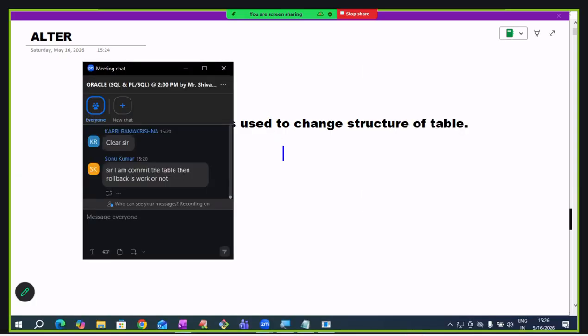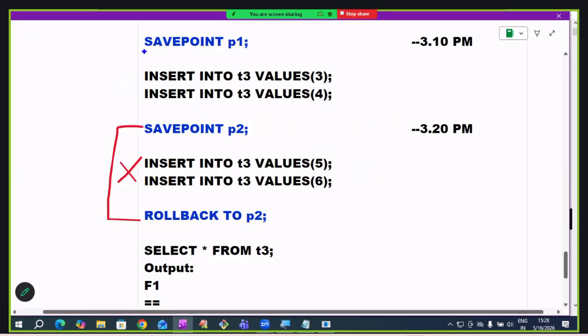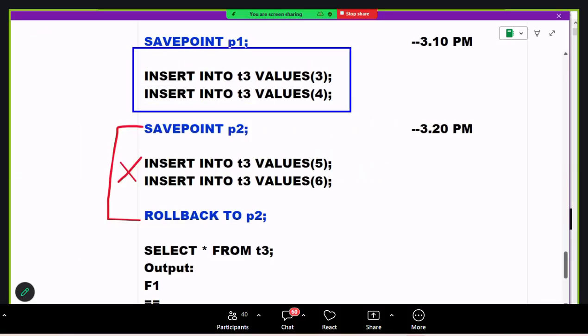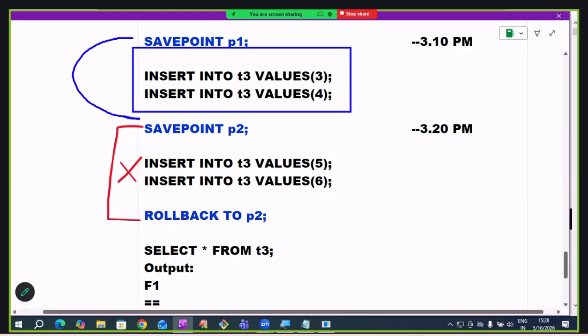Some doubts here. Listen, you tell me, running this P2, can we cancel these actions? He's asking whether we can cancel the actions between P1 and P2. Not possible, sir. The answer is not possible. You cannot cancel middle actions like this.